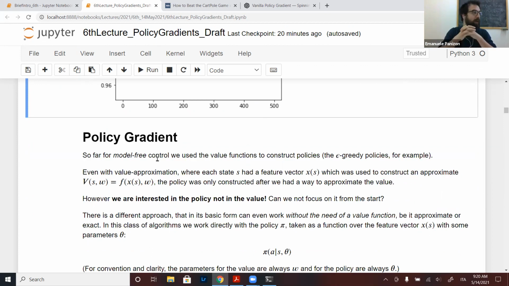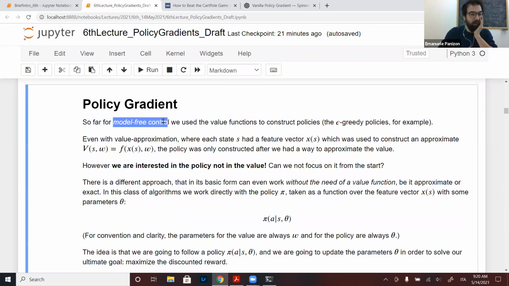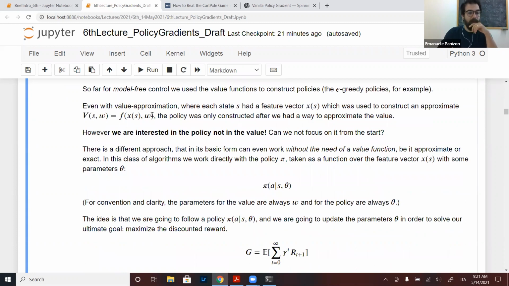And first of all, this is the main point. So today we are going to focus on the policy and not on the value itself. The value will be used to get to a policy, but our point is that we want a class of methods with a direct focus on the policy. Because, okay, so far we managed to do model-free control, but we had to construct some policies parameterized by the value. Now we want something else.